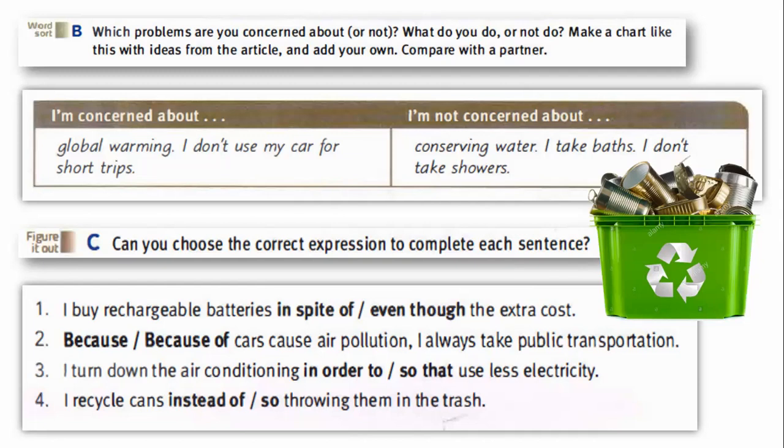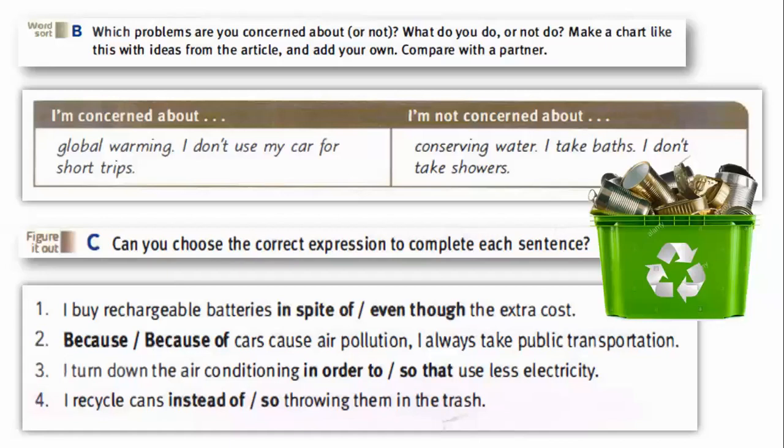I'm concerned about, and finish the sentence. Okay, and one negative sentence. I'm not concerned about, finish the sentence. And give a reason. Give a reason like this. I'm concerned about global warming. I don't use my car for short trips. Or I'm not concerned about conserving water. No, I don't care about conserving water. I take baths, I don't take showers. Okay, everybody? So you're going to write one affirmative sentence and one negative sentence regarding environmental issues. We have 2 minutes for this.